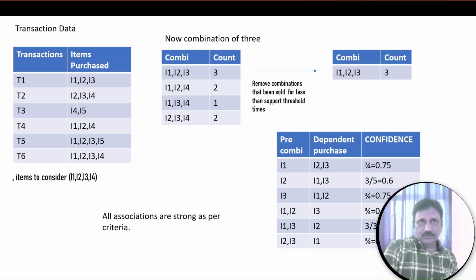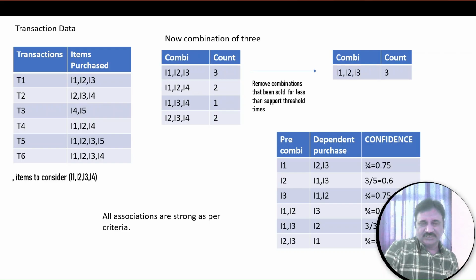Now when I2 is purchased, in how many transactions is I2 there? 1, 2, 3, 4. In 5 transactions I2 is there. In these 5 transactions, in how many is I1, I3 there? Okay, the transactions which have I2 as one of the entries and I1, I3 as another part. In transaction T1, I2 is there and the other entry is I1, I3. Then in the second transaction, I2 is there, but I1, I3 is not there.